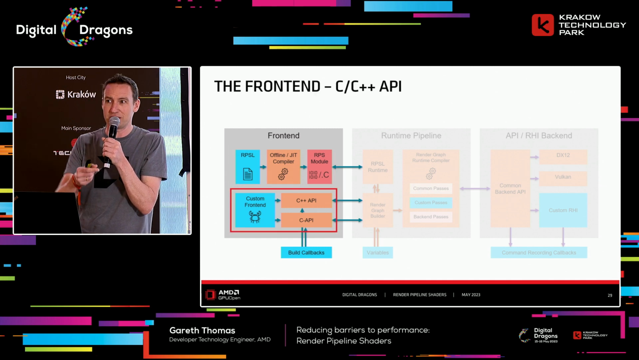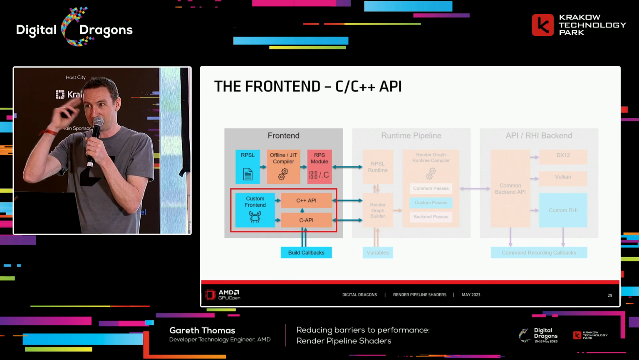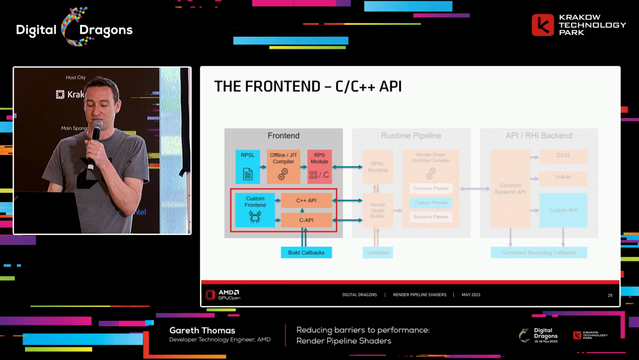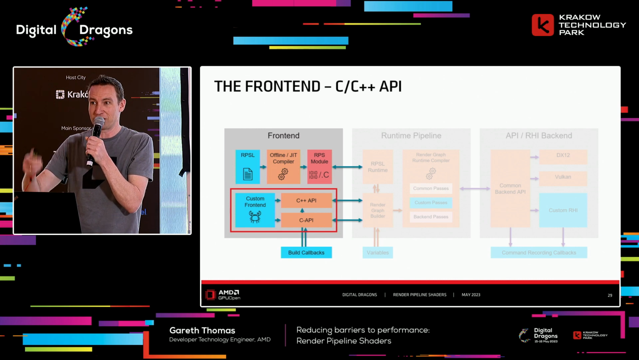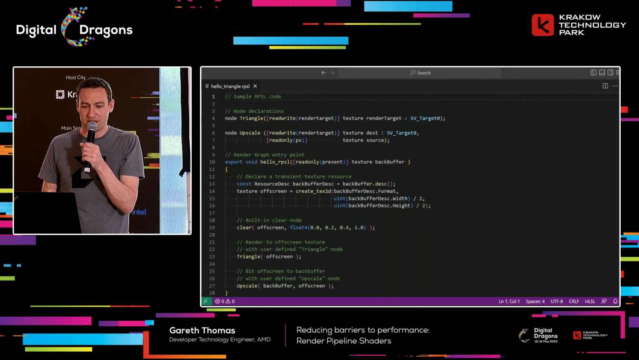But we don't want to tie you into that. You can always use your own custom front end if you've got your own vision on how you want to represent a render graph. You can do that, or you can just build the render graph yourself with direct C, sort of the API that we supply there.